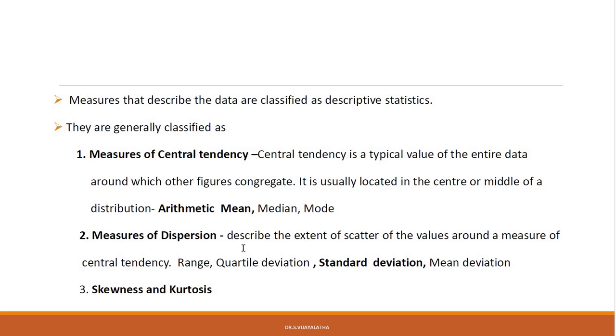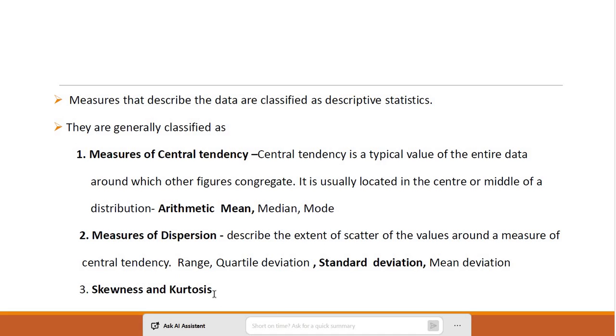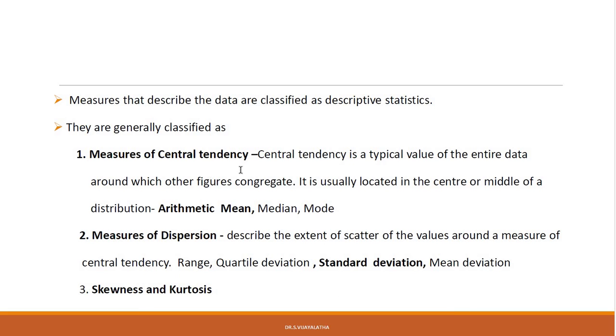Measures of dispersion describe how the data are scattered or dispersed around a measure of central tendency. Measures of skewness and kurtosis help describe the shape of the frequency curve. The common measures of central tendency are arithmetic mean, median, and mode. Measures of dispersion are range, quartile deviation, standard deviation, mean deviation, etc.